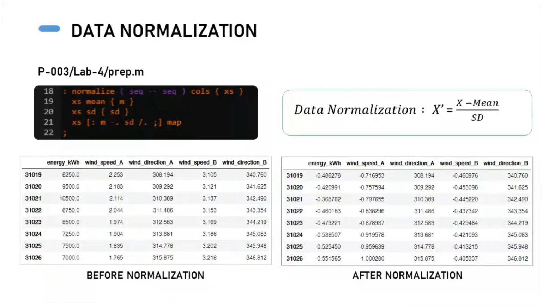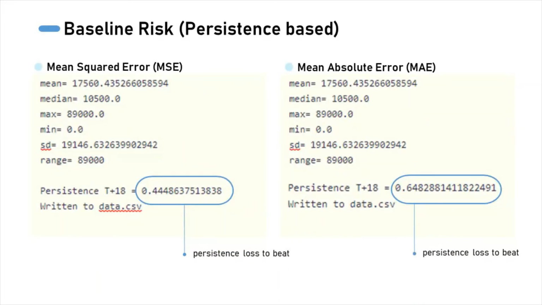Using mean and standard deviation, we normalize the data with this formula. You can see the change of data before and after being normalized. Notice that we only normalize the energy and wind speed data. The wind direction values will have special treatment later. We can extract the persistence loss value by adding persistence loss functions. Here, the persistence loss is our baseline to beat. We can see that the persistence loss with MSE and MAE are different. We will figure out which loss formula works best for our model.